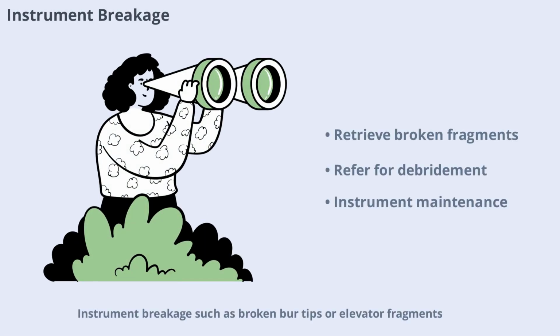Instrument breakage, such as broken burr tips or elevator fragments, can occur during oral surgery. Retrieval of broken fragments is essential to prevent further complications. If retrieval is not possible, refer the patient to an oral and maxillofacial surgeon for debridement. Regular maintenance and careful handling of instruments help minimize the risk of breakage. Always inspect instruments before and after procedures to ensure their integrity.